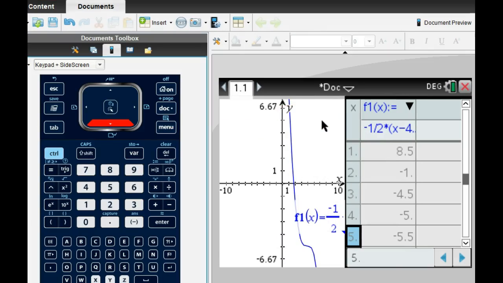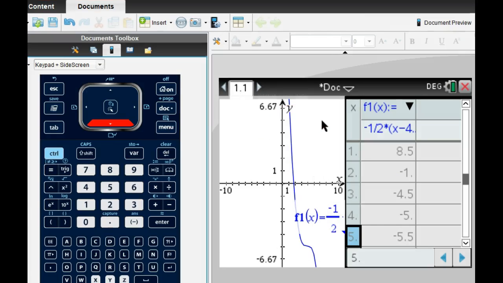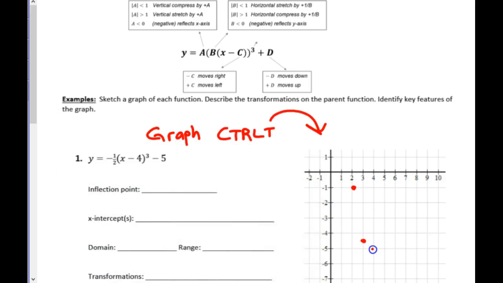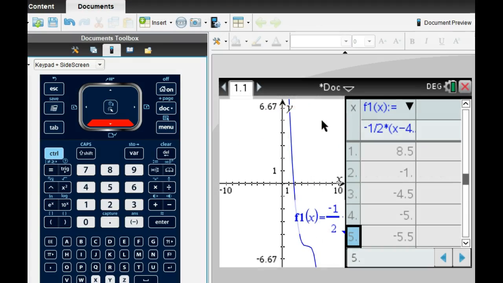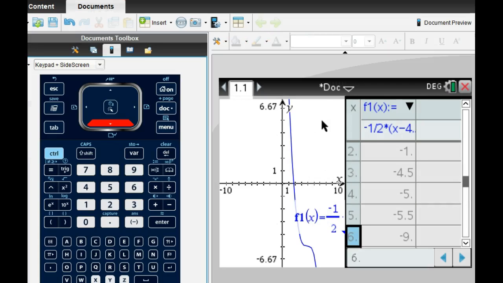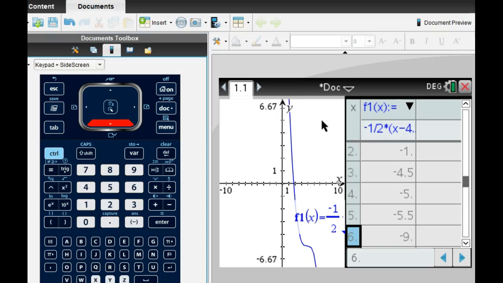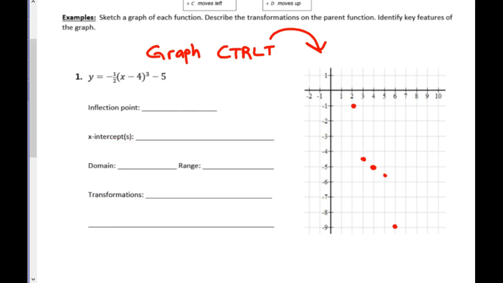And then let's do 3, -4.5. 4, -5. And then 5, -5.5. And then 6, -9. Look at your table. 4, -5. 5, -5.5. 6, -9. All right, so inflection point.